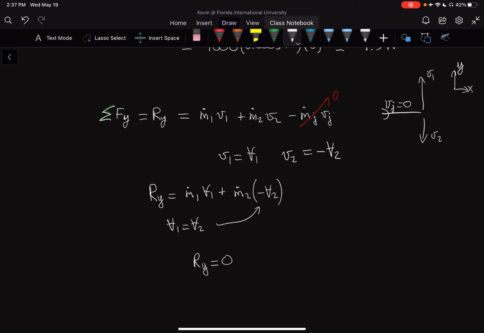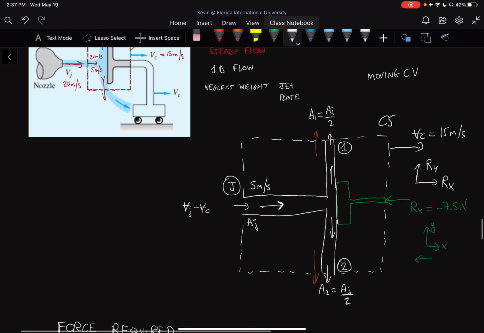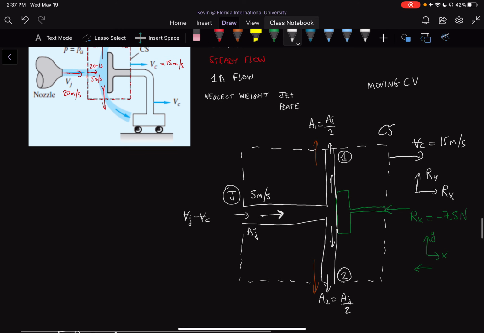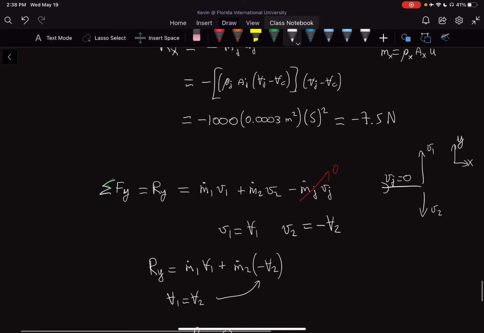And it makes sense. If we look back at our system, there's half the flow going up, half the flow going down. So the forces in y on our system are pretty much equal to 0. They cancel each other out. So we could have, again, from deduction, said that the reaction force in y would be 0. But we still have to make sure that we understand what's happening. So we get that the reaction in y is 0 newtons.